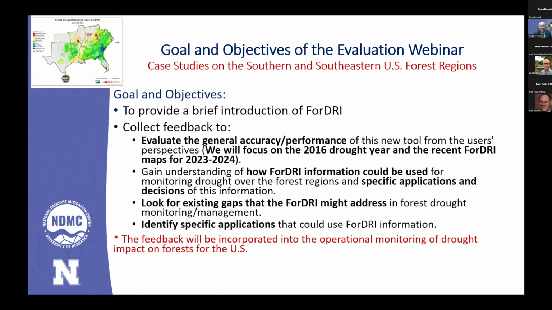Our goal and objectives of this webinar is part of the evaluation process of ForDRI on several forest regions in the United States. Today's webinar will focus on the southern and southeastern US forest regions. After a brief introduction of ForDRI, our objectives today are to collect feedback to evaluate the general accuracy or performance of ForDRI using the recent 2023, 2024, and 2016 case studies, gain understanding of how ForDRI information could be used for monitoring drought over the forest regions and decision making, look for existing gaps that ForDRI might address in forest drought monitoring or management, and identify any specific applications that could use ForDRI information. Your evaluation or feedback will be incorporated into the operational monitoring of drought impacts on forests for the United States.